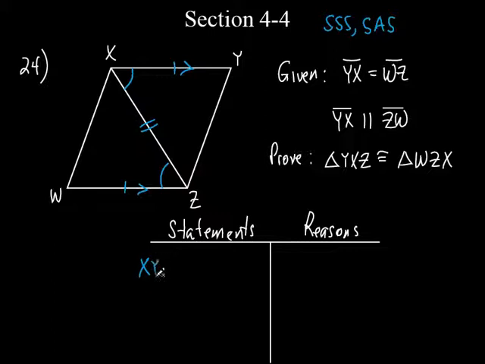So what are you going to say? XY, we'll say, is congruent to WZ. And why is that true? It's given. That's right. So that's what we say. Even if it's given, we have to use that as one of our reasons, all right?